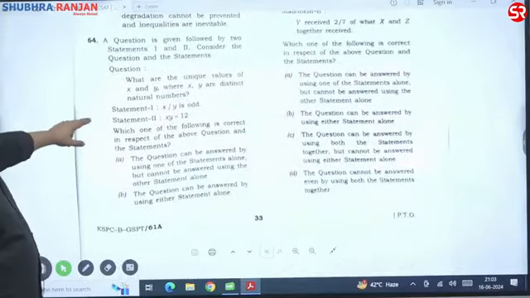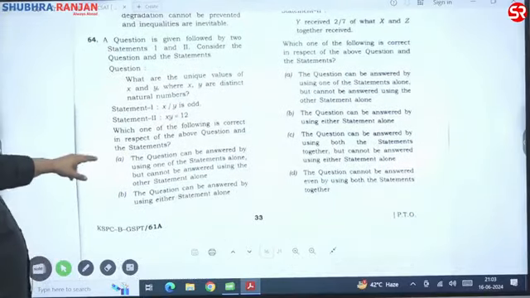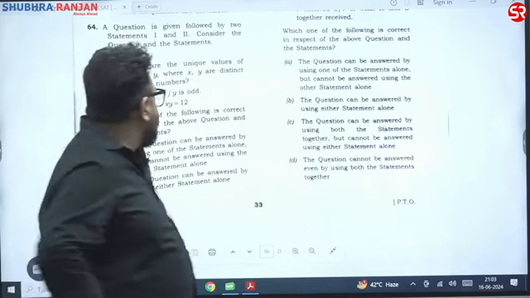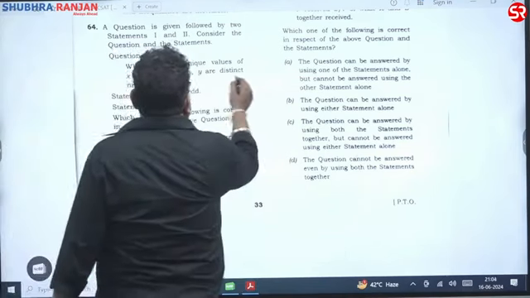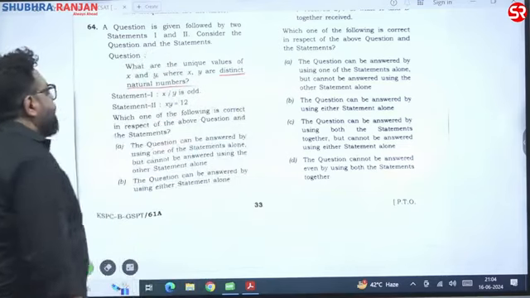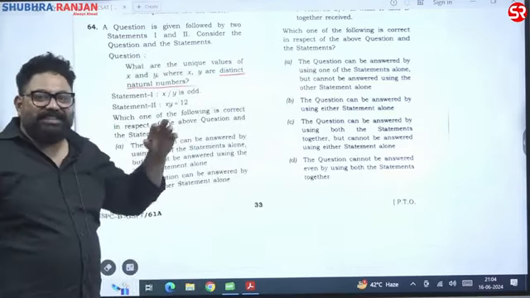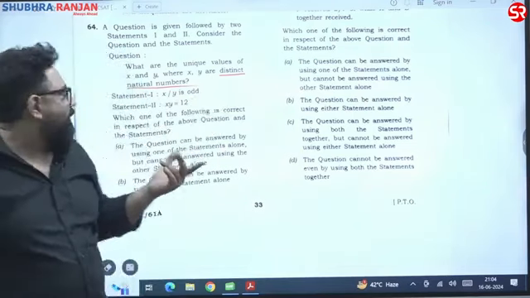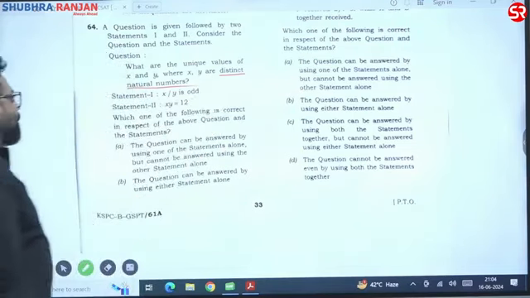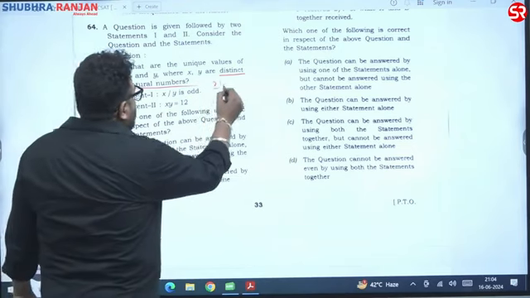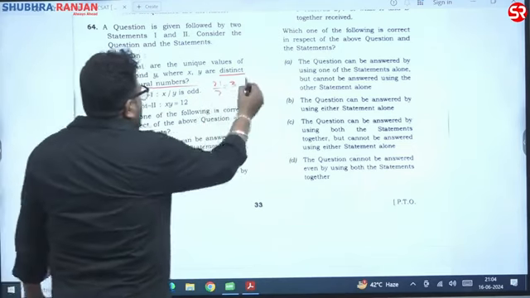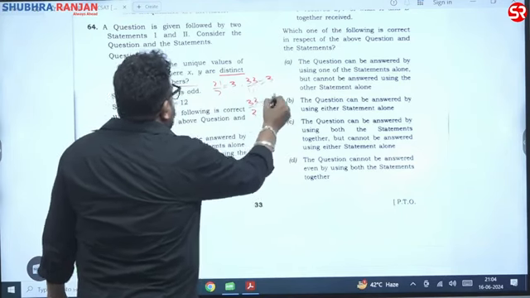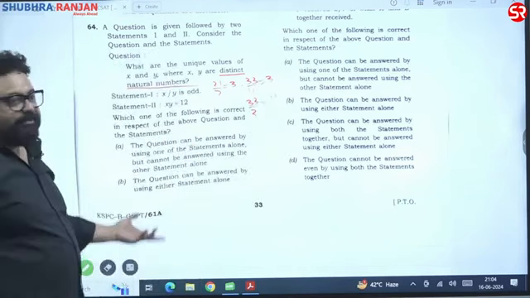Again, now 64. Let's see question number 64. He says, what are the unique values of x and y, where x and y are distinct natural numbers? Here he says x upon y is odd. With distinct natural numbers, x upon y is odd gives a lot of pairs. You just cannot imagine how many pairs. For example, 21 by 7 is 3, 33 by 11 is 3, 33 by 3 is 11. So how many pairs will you note? You cannot have a distinct answer.